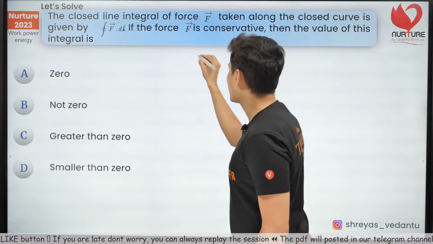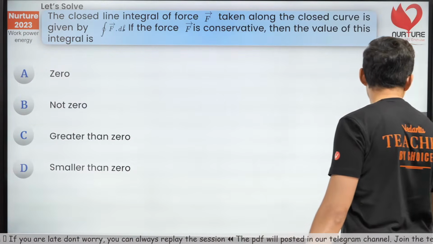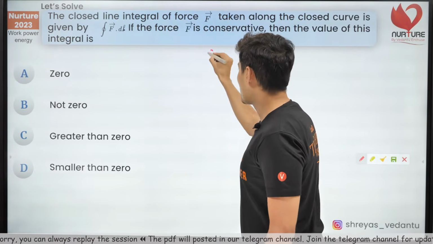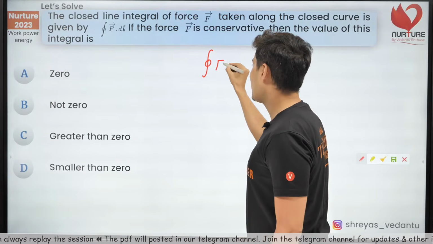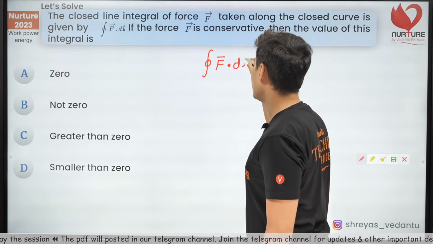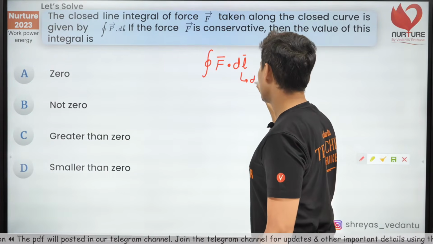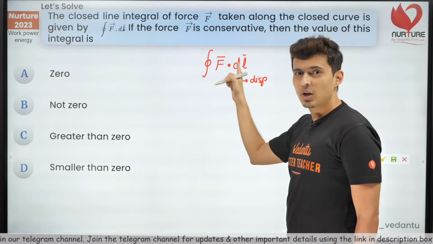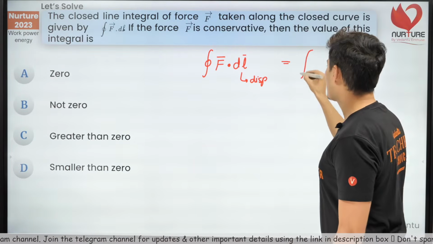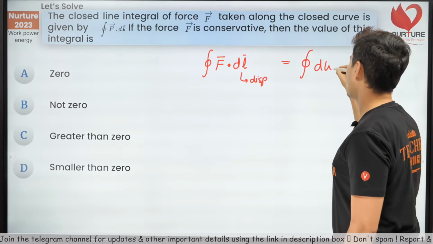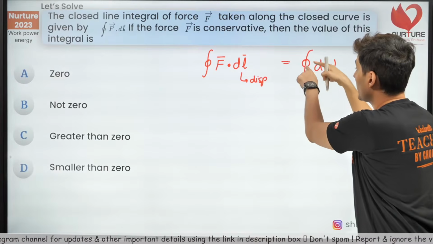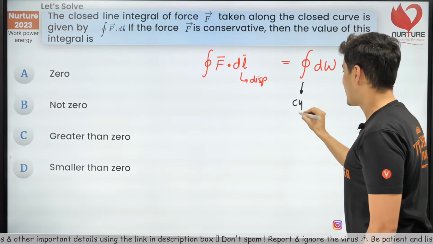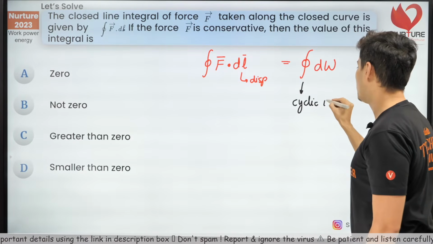So I'll tell you what this is. Cyclic. Okay, you might not have seen this symbol, but you should know this symbol from now on. Cyclic integral F dot dl. What is this dl? This is your displacement. Force dot displacement is work. So it is actually the integral of work, but this symbol which is there is called the cyclic integral.